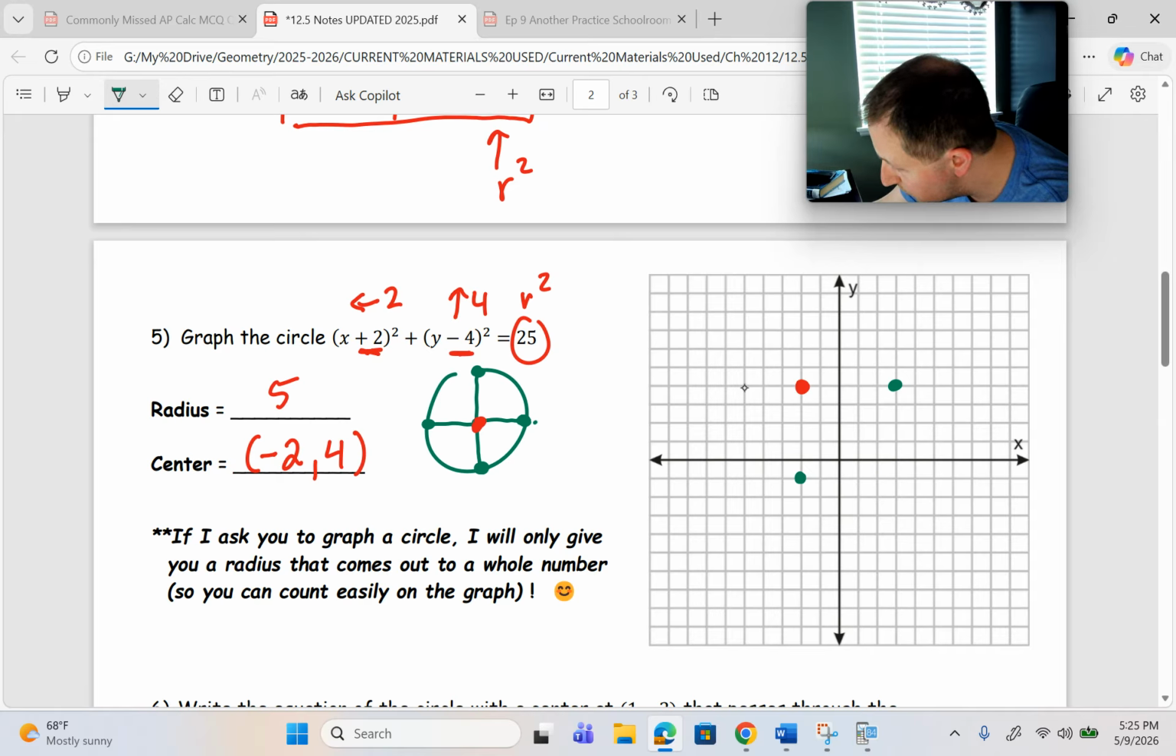1, 2, 3, 4, 5. Go back to the center. Last one, I'm going to go up. 1, 2, 3, 4, 5. And double check your counting. It's easy to miss a square.